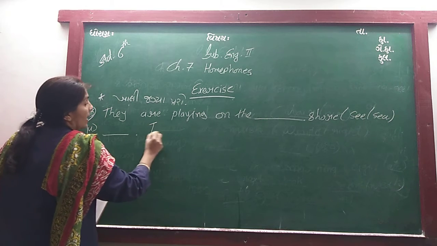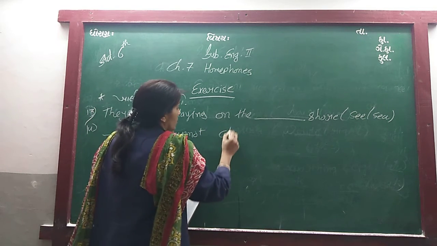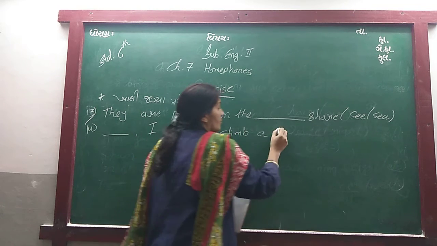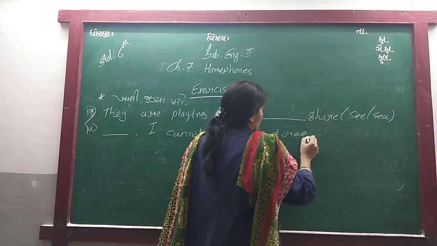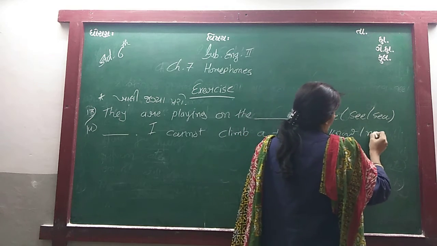40. Blank. I cannot climb a tree. No or know.